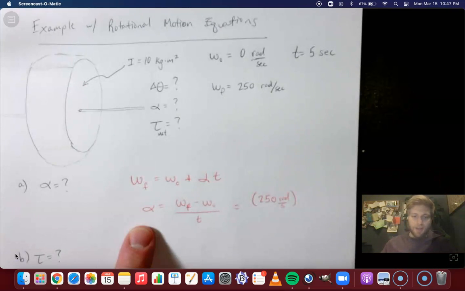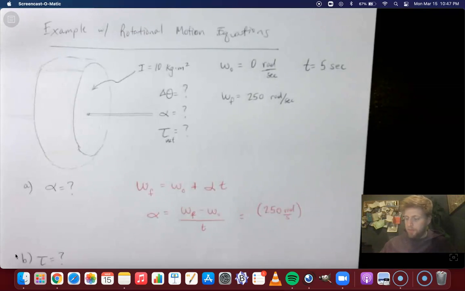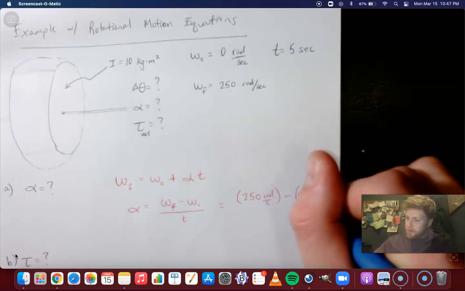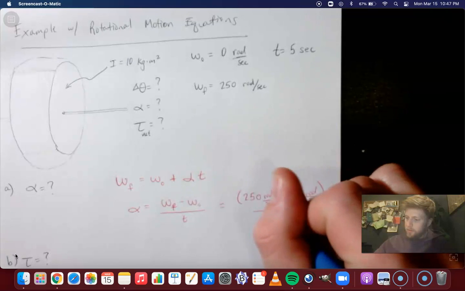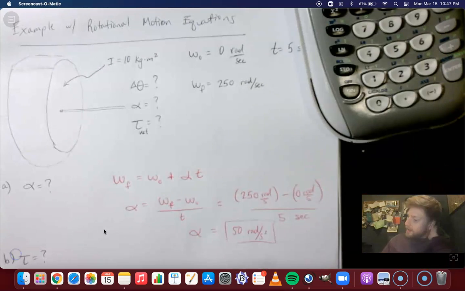This is the angular acceleration is equal to the change in the angular velocities, just like acceleration is equal to the change in regular velocity, divided by time, of course. So that would be 250 minus 0 radians per second all over 5 seconds, and we end up with an angular acceleration of 50 radians per second squared.